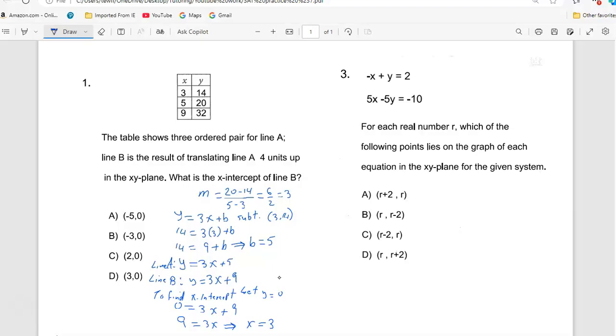So our ordered pair, it should be negative 9, right? We said we're going to subtract 9 from both sides, so negative 9 equals 3x. Divide both sides by 3, x equals negative 3. So the point (-3, 0) is the x-intercept for line B, which is this point.